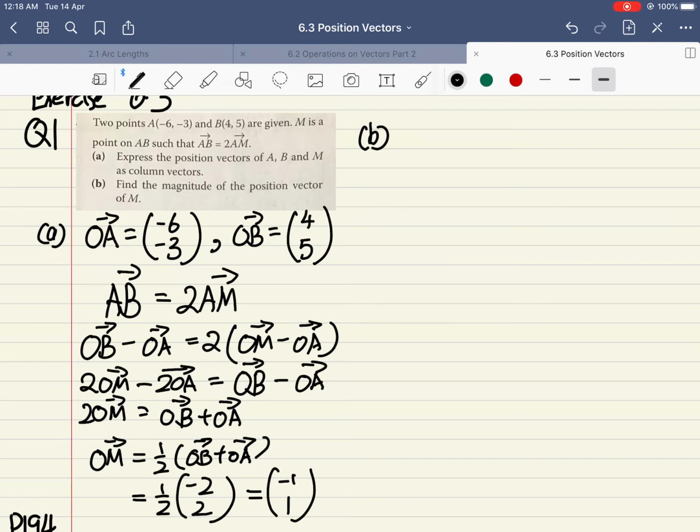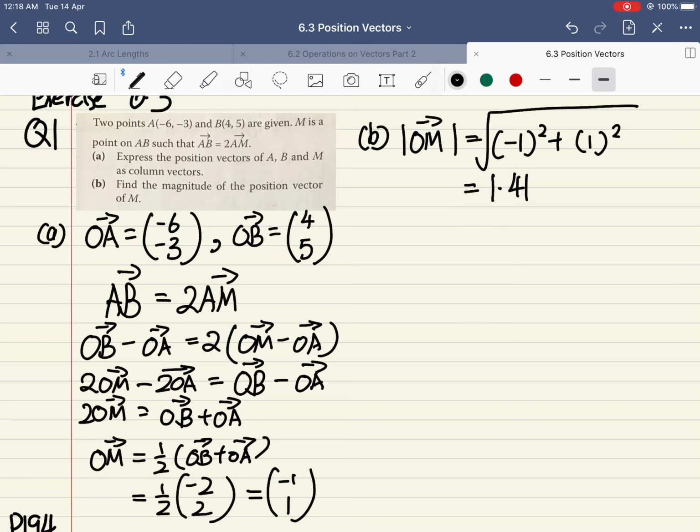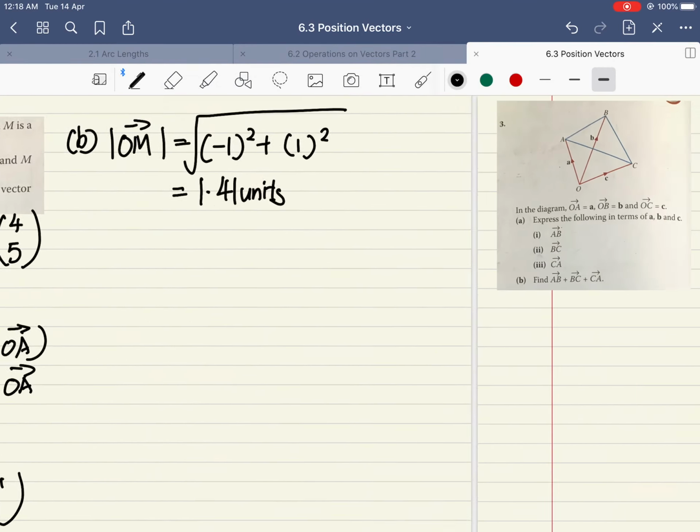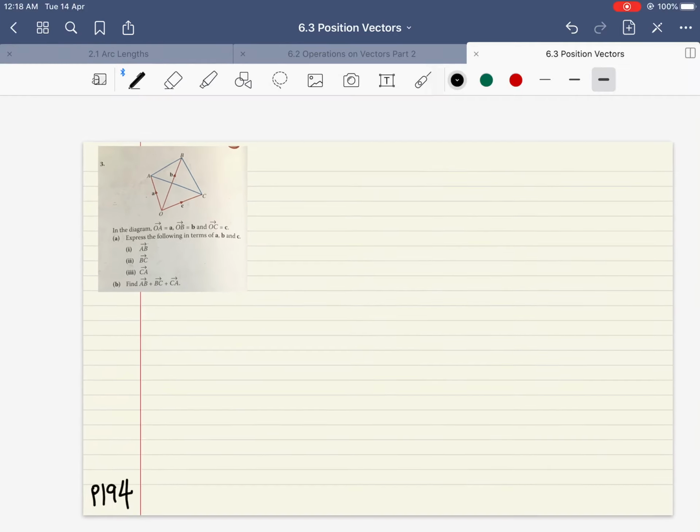Okay, lastly, in part B, I think the hard part of this question is over. What they want for us is to find the magnitude of the position vector M. So essentially they want us to find the magnitude of OM. So the data I can get from here: the magnitude is the square root of negative 1 squared plus 1 squared. The magnitude of OM in this case is 1.41 units.